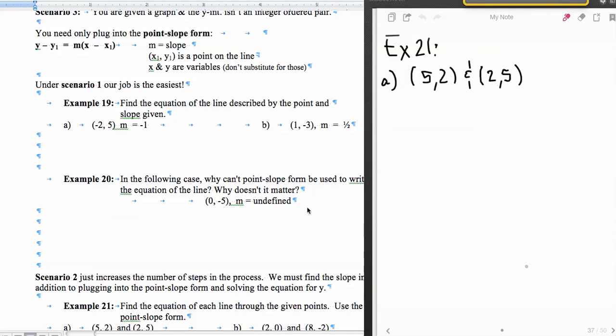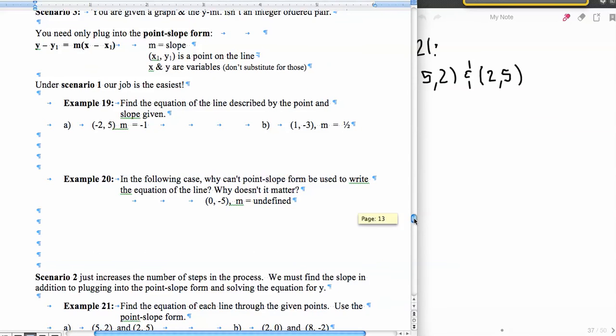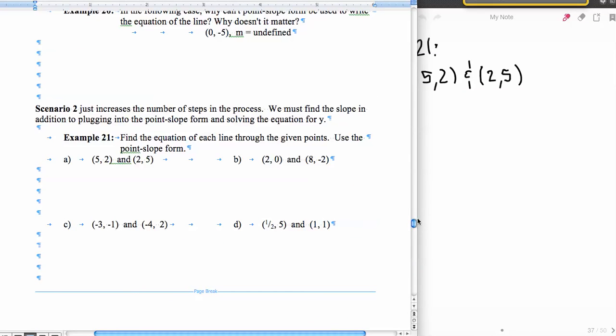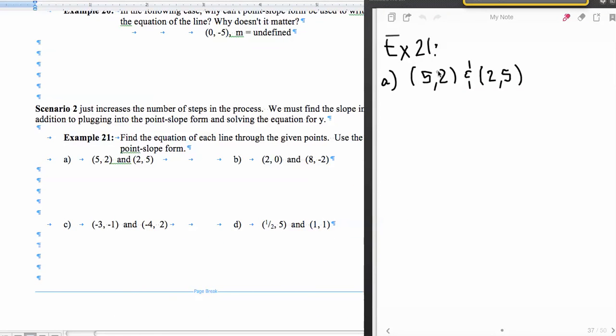Now moving on to example number 21. This example we have the second scenario. We're just given two ordered pairs. So the first thing that we always do when we see ordered pairs, we're going to look at the x's. Nope, not the same. Look at the y's. Nope, they're not the same. So it's not a vertical or a horizontal line.